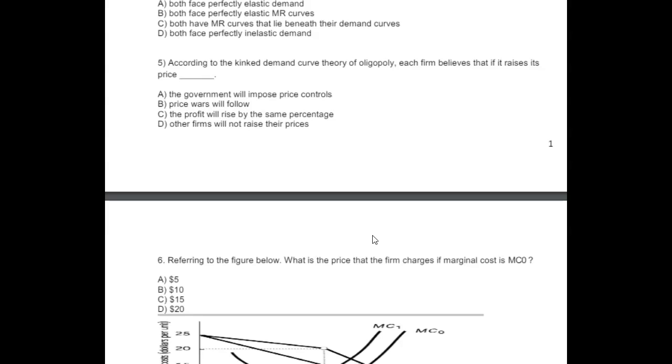Now this is just a definition. According to the kinked demand curve theory of oligopoly, each firm believes that if it raises its price, other firms will not raise their price. Think about it. Cell C, Vodacom. If Cell C raises their price, Vodacom will not raise their price. Why, you may ask? There's only 6 main cell phone companies. Let's say Cell C raised their price from 10 Rand to 20 Rand on airtime.